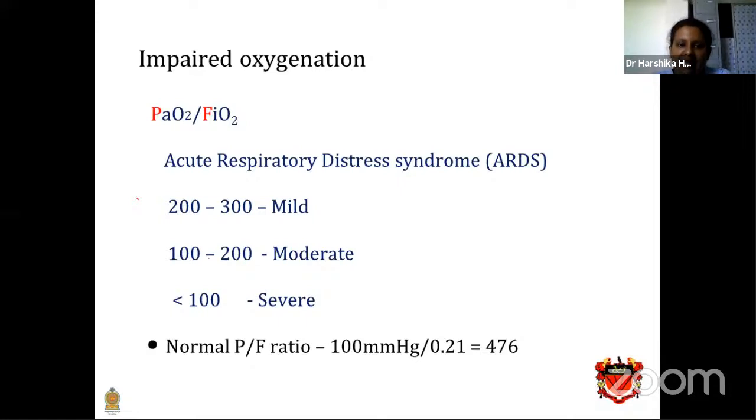Depending on that, they have classified acute respiratory distress syndrome into 3 categories. If the PF ratio is between 200 to 300, they have classified it as mild ARDS. If it is less than 100, you will appreciate it's a severe ARDS. The simple reason being the PO2 is lower and the FiO2 is higher. That is, the patient's oxygen requirement is going up and the oxygen tension is low. That is why the PF ratio is low.